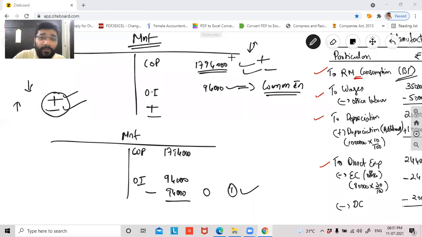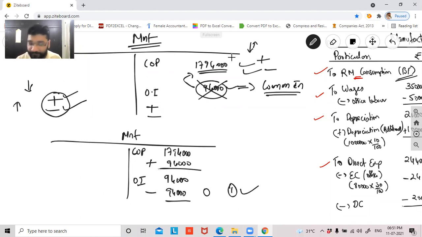Guys, this 94,000 rupees has the impact of reducing the COP. So when you eliminate this 94,000, your cost of production will go up. So to increase my cost of production, what should I do? Add 94,000 rupees. So 17 lakh 94,000 plus 94,000 is how much? ₹18 lakh 88,000. Am I correct?